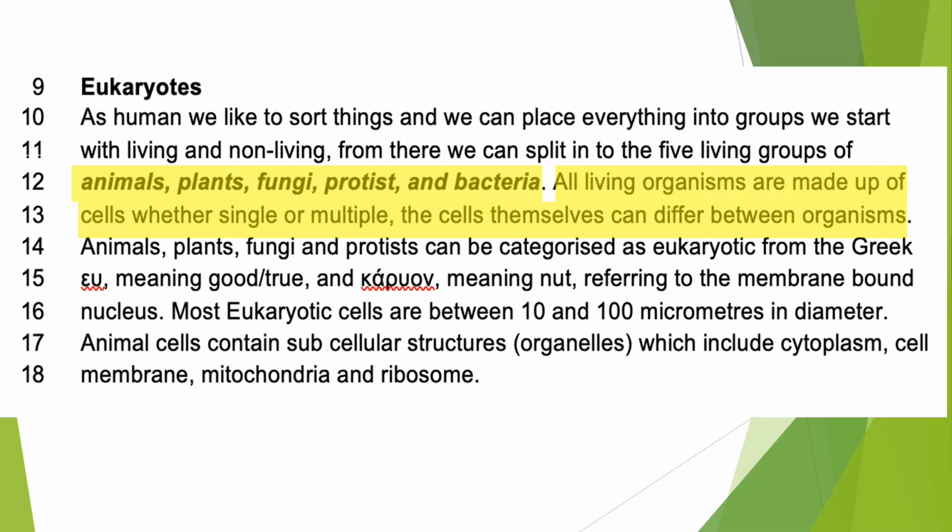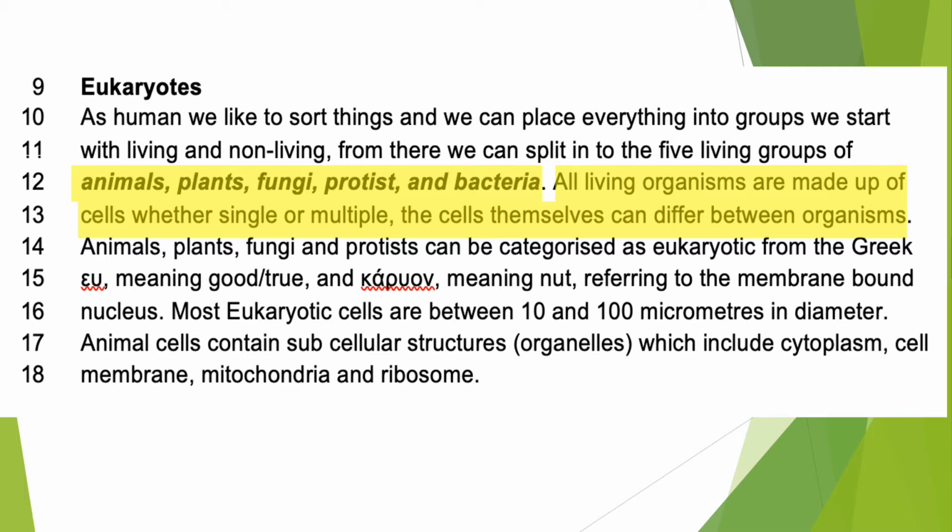On line 14, as we continue along, animals, plants, fungi, and protists can be categorized as eukaryotic, from the Greek eu, meaning good or true. The karyote part of it means nut, referring to the membrane-bound nucleus. I'm going to show you a picture of a eukaryote in the next slide, and you'll notice that the nucleus looks like a very circular part of the entire cell.